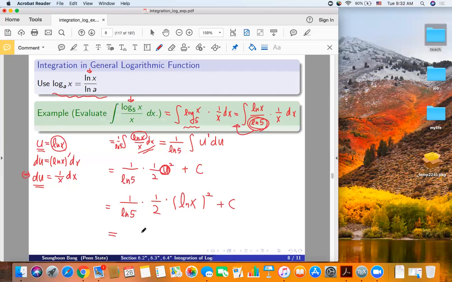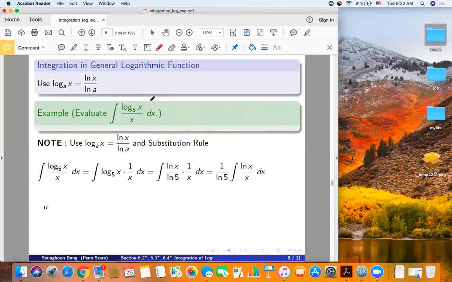The numerator is ln of x squared over, this is the bottom one, 2 times ln of 5, plus c. So that's it. This is the whole idea for solving this problem. What's the key? You can use this one, like this.